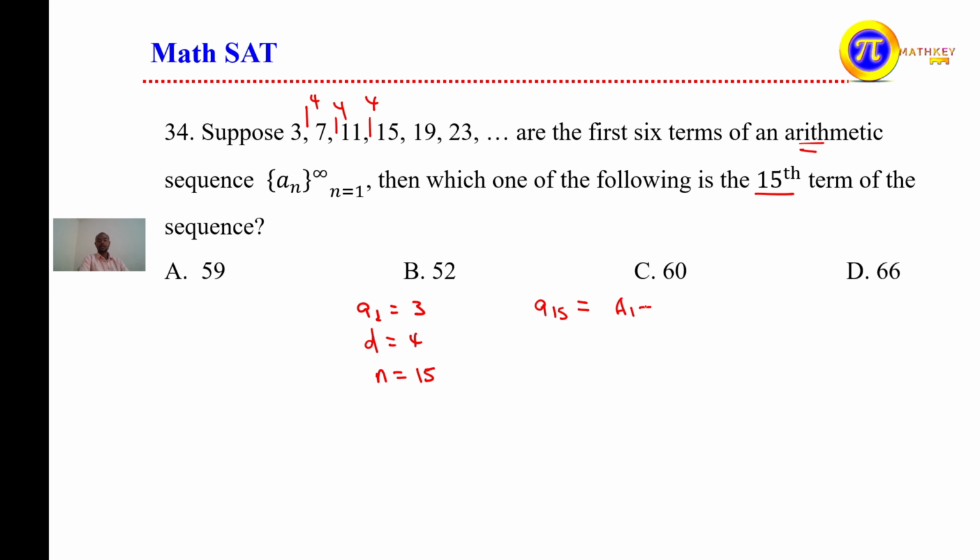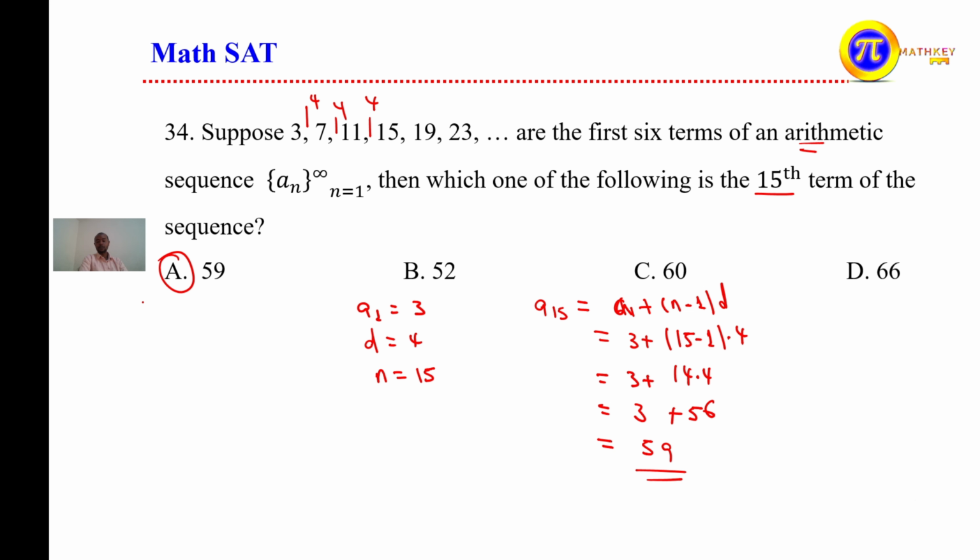a15 is equal to a1 plus n minus 1 times d. Our a1 is 3 plus, n is 15, so 15 minus 1, times 4, the common difference. This is 3 plus 14 times 4. 14 times 4: 4 times 4 is 16, 4 times 1 is 4, giving 56. Plus 3, 3 plus 56 is 59. So the 15th term of this arithmetic sequence is 59. From the given choices, the answer is A.